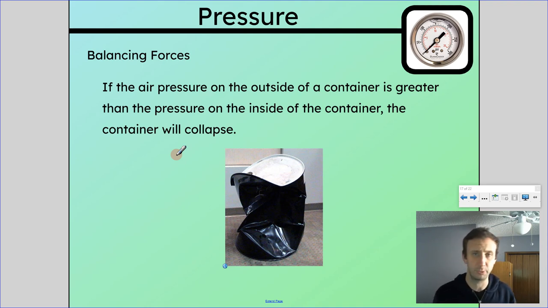So let's talk about balancing forces some more. If the air pressure on the outside of a container is greater than the pressure on the inside, the container will collapse. And we're going to watch this video of an oil drum collapsing. And what's happening here is that air is being removed from the inside of the container, so that pressure is no longer equalized. So basically, you're exposing the outside of this oil drum to atmospheric pressure by taking the air on the inside out of it. So it's experiencing that 10,000 newtons of force per meter squared pushing in on the oil drum, which is an incredible amount of force. So here's the video.